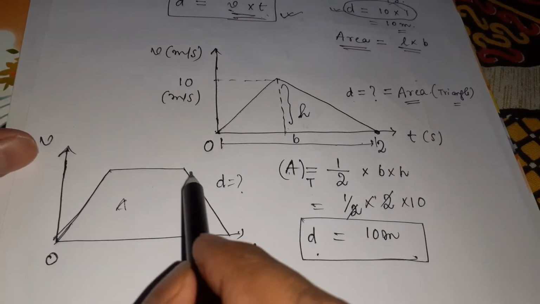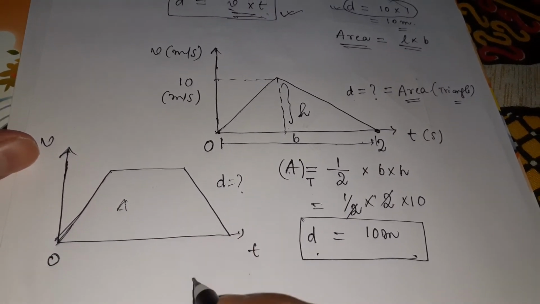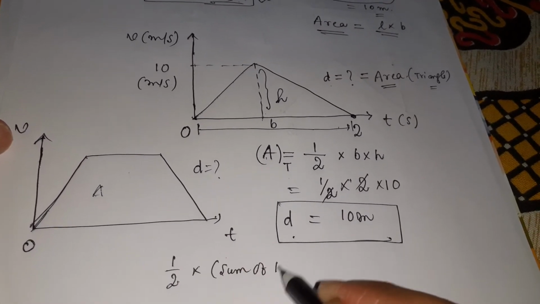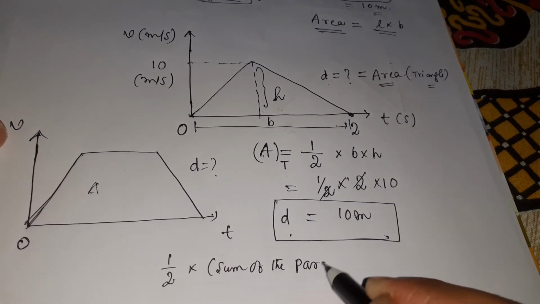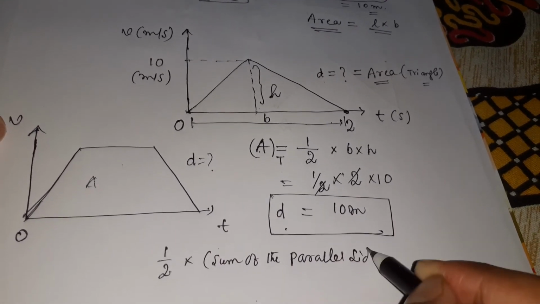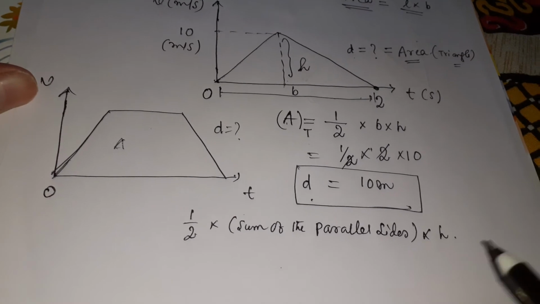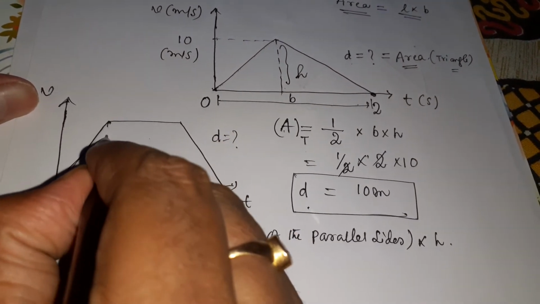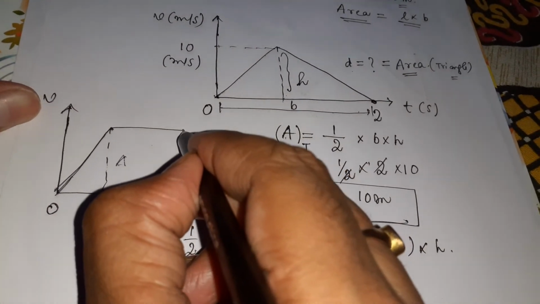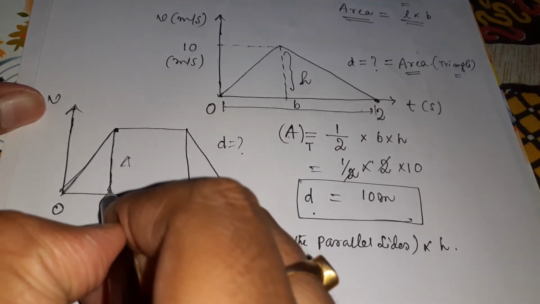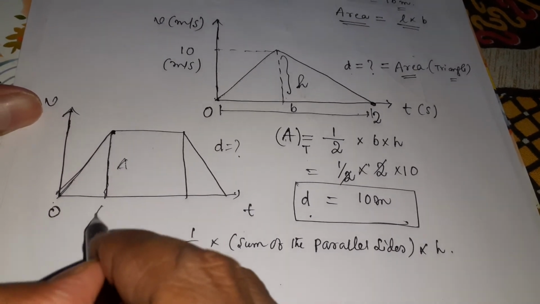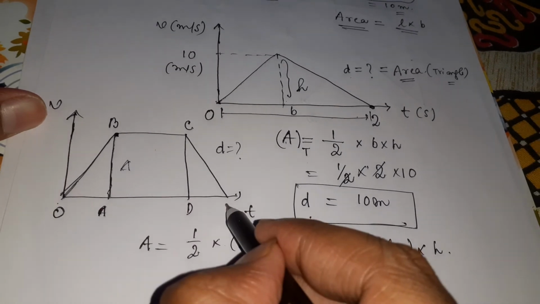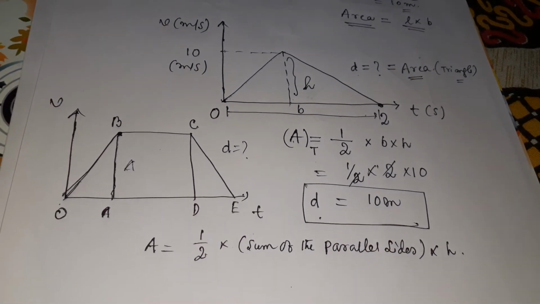First of all, if you consider this a parallelogram, then one formula is half into the sum of the parallel sides into height. This is one formula to calculate the area. Second formula, you consider it individually. I have just drawn these lines. So 0 may be A, this one is B, this one is C, this one is D, and this one may be E.